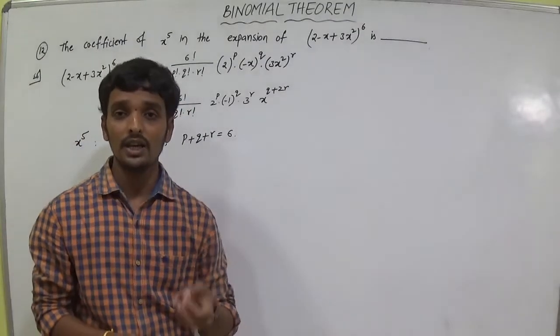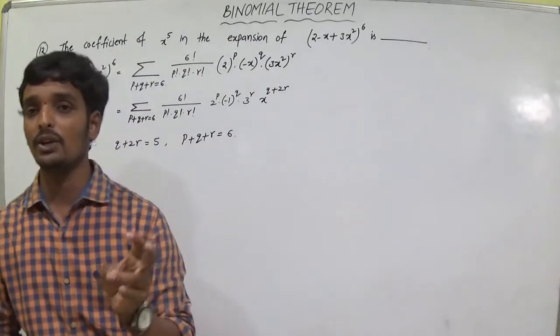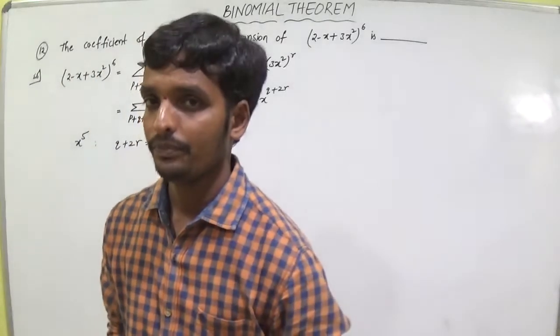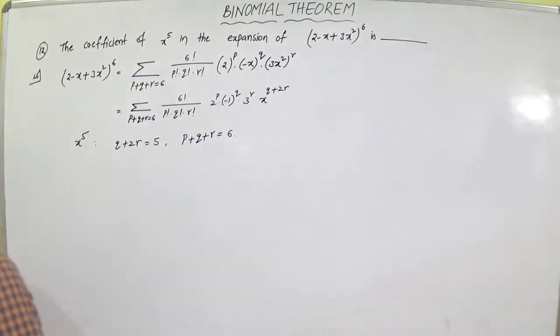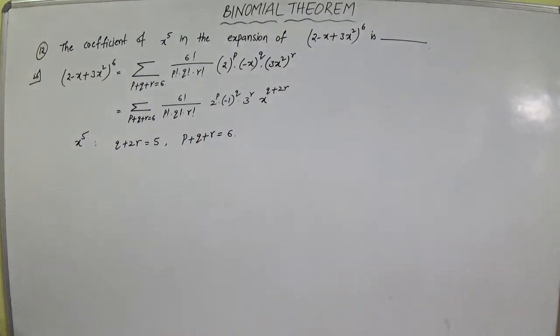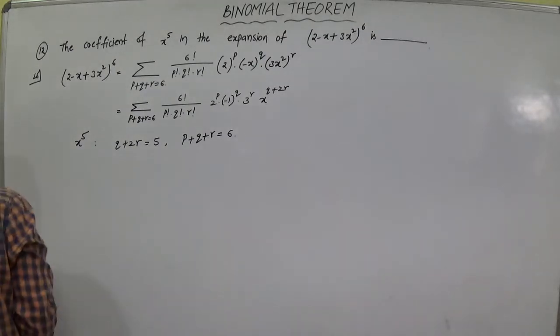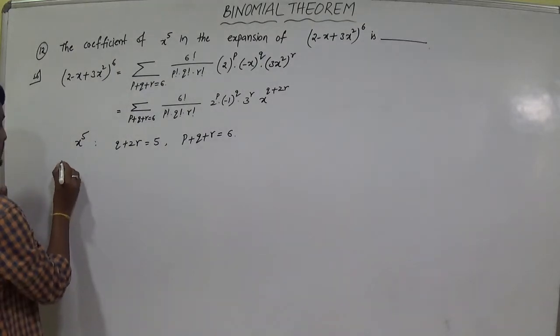So now we are writing the possible values of p, q and r. You will get the answer. Are you okay? First of all, I am taking the first one, case 1.